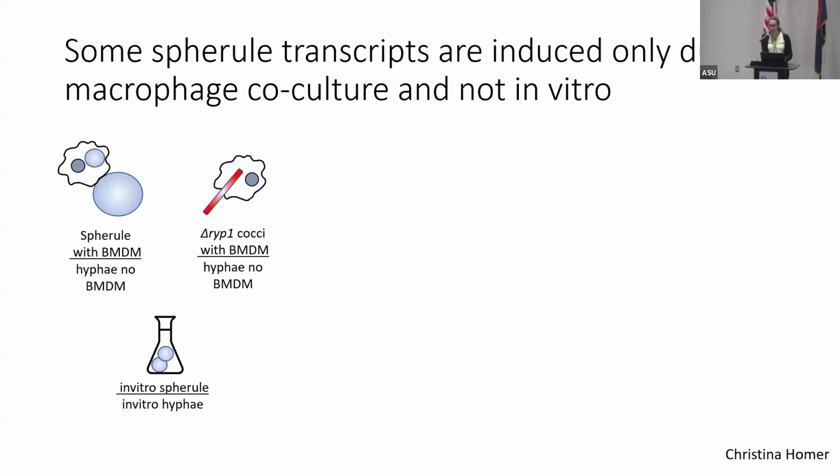So we looked at gene expression in our wild-type Cocci that's been exposed to macrophages compared to wild-type Cocci by itself, and those are the ones that were making spherules. We compared that to our mutant Cocci in the presence of macrophages compared to mutant Cocci by itself, and then compared it to Dr. Homer's work on in vitro spherules over in vitro hyphae. And this allows us to see what genes are increased in expression in these different spherule settings.